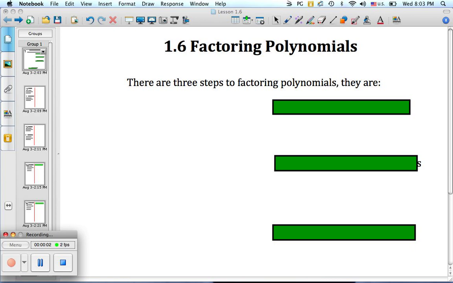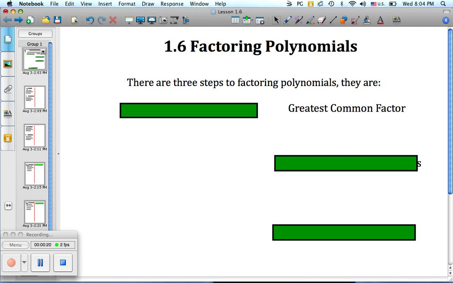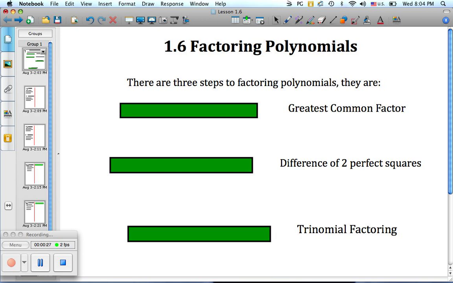Okay, today we're going on to factoring, and there are three types of factoring that we expect you to remember from Algebra 1. The first one is greatest common factor. The second one is a difference of two perfect squares. The third type of factoring is trinomial factoring. And you're actually today going to learn a fourth type of factoring. So these three we expect you to know.